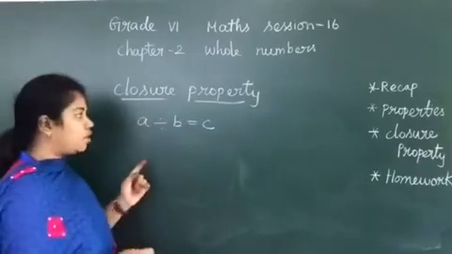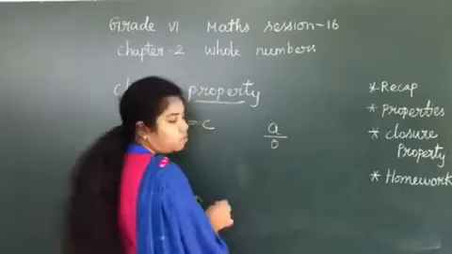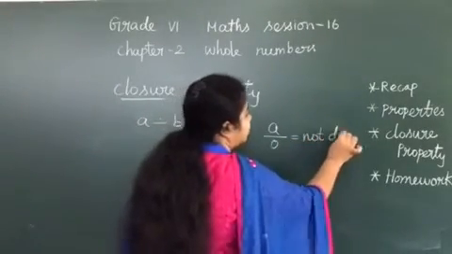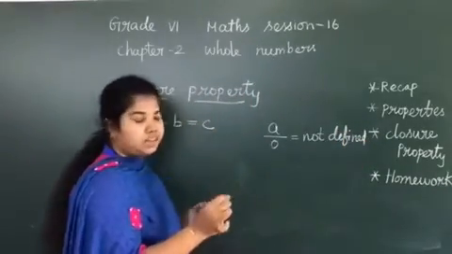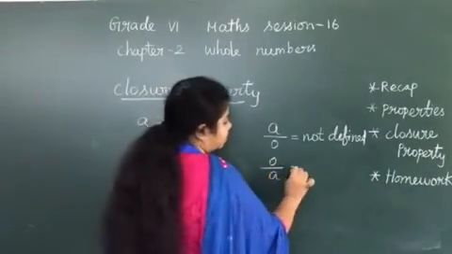Okay. Before going for division, I will tell you one thing. What is A divided by 0? A divided by 0 is not defined. It is meaningless. A divided by 0 is not defined, which means it has no meaning. Otherwise, 0 divided by A is equal to 0.